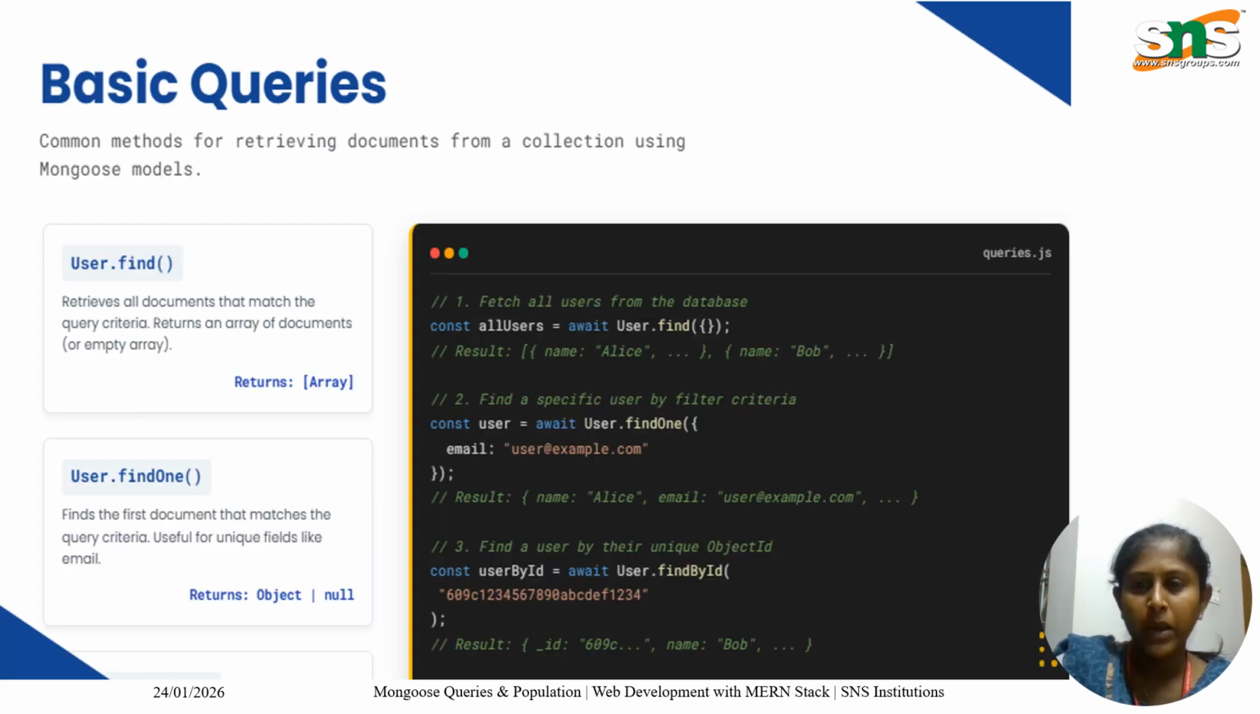Let's now look at some basic query operations. First, User.find. This retrieves all documents that match a condition. If no condition is provided, it returns all documents in the collection as an array. Second, User.findOne. This returns the first document that matches the query. It's specifically useful when working with unique fields like email. Third, User.findById. This retrieves a document using its unique object ID. It's the most direct way to fetch a specific record.